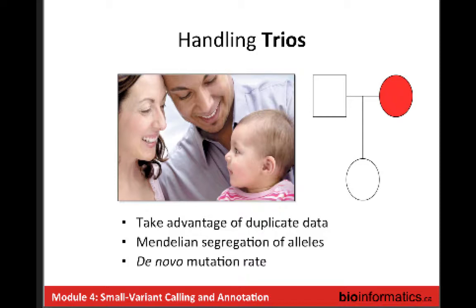And when you do a call, you can also use Mendelian segregation of alleles. So if I see a homozygous variant in the child, but one parent is homozygous reference, it's not possible, except if you have a de novo mutation. And the de novo mutation rate is something that people are interested in, so you can also get that information from a trio. So it's really interesting to work with trios.